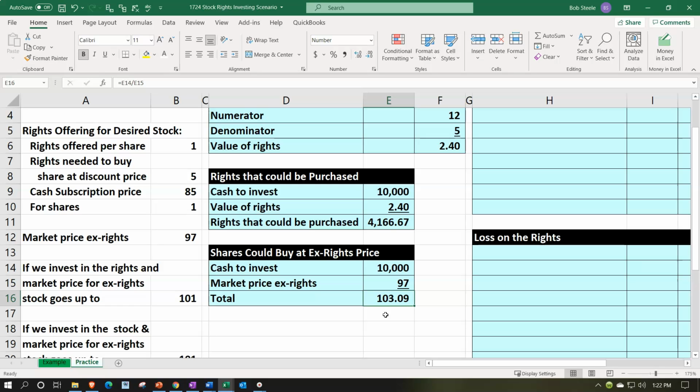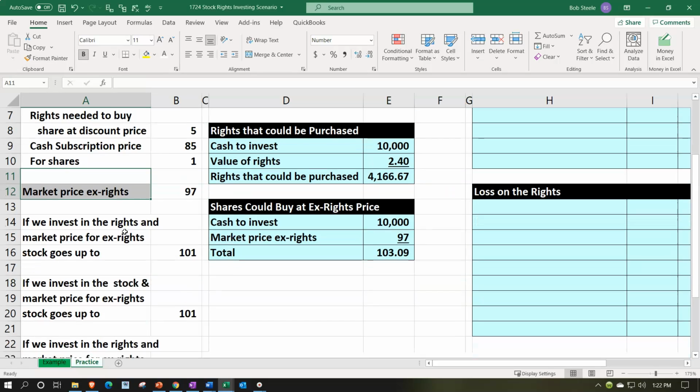So with our $10,000, we could purchase just the rights up top, or we can purchase the shares at the ex-rights price at the 103.09. Let's take a look at the comparison of what would happen under those two scenarios, thinking about a change that could happen in the future. Now, if we invest in the rights and the market price for the ex-rights stock goes up to 101, what would happen?